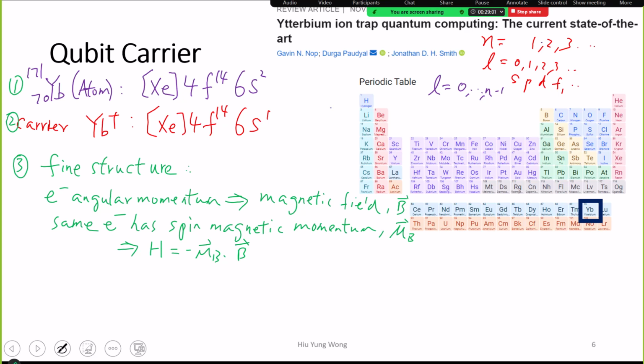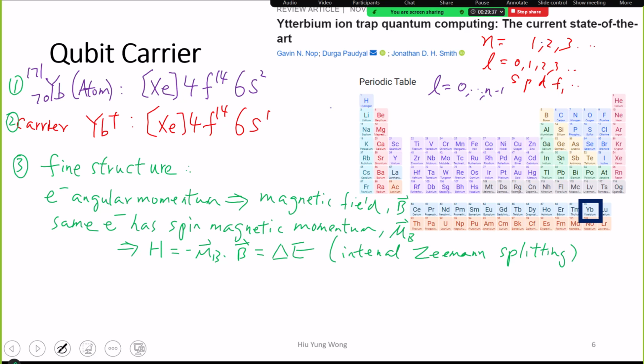It interacts with its own magnetic field, yes. A very hand-waving discussion, right? This will just create some change in energy. So if you have spin up and spin down, you're going to have a Zeeman splitting. There's a term, they call it internal Zeeman splitting, just like what we learned in the spin qubit.